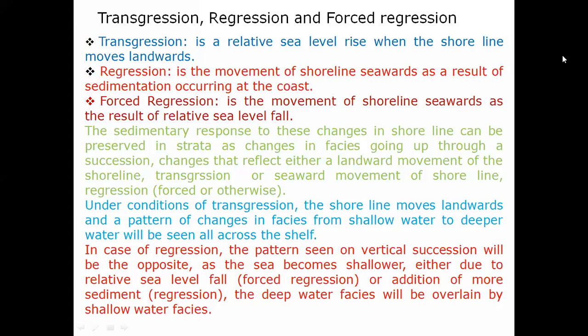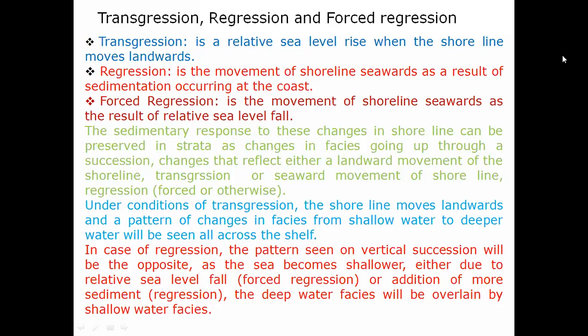Under conditions of transgression, the shoreline moves landwards, and a pattern of changes in facies from shallow water to deeper water will be seen all across the shelf. So all these changes occur in the shelf area, not in the deep sea, because continuous sedimentation is going on in that area. But with the shoreline changes, the sediment type is changed in the same space with changes in the depth of water or supply of sediments of different types in that part of the space.